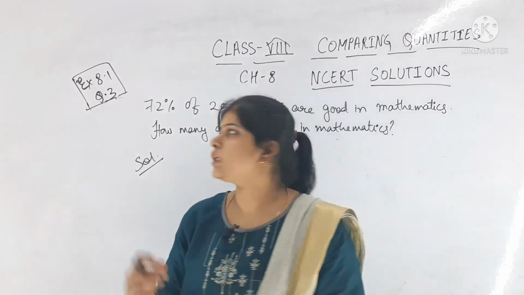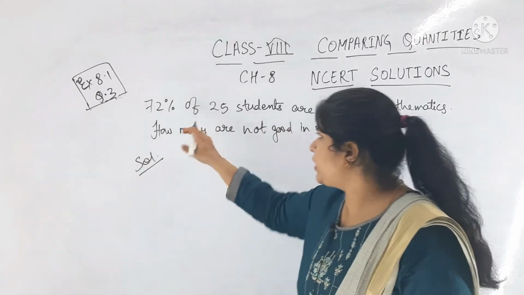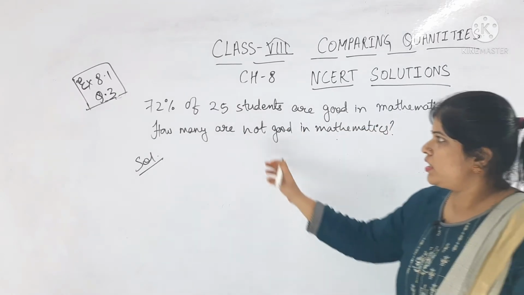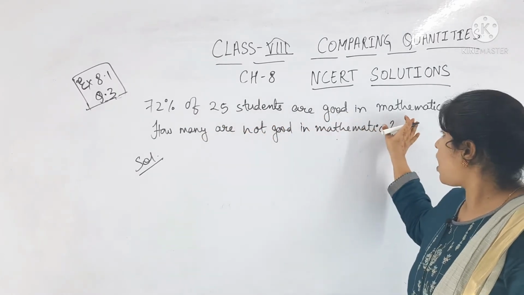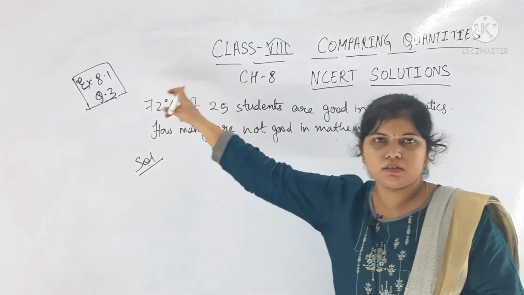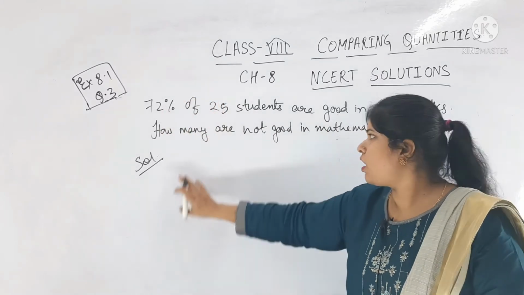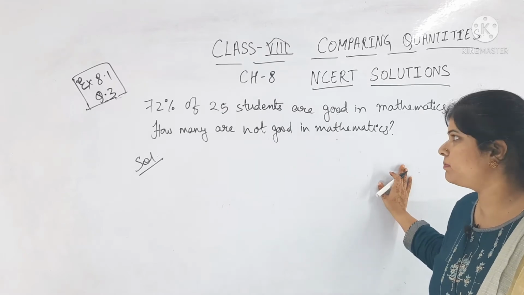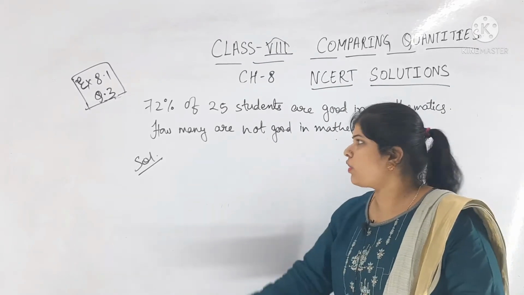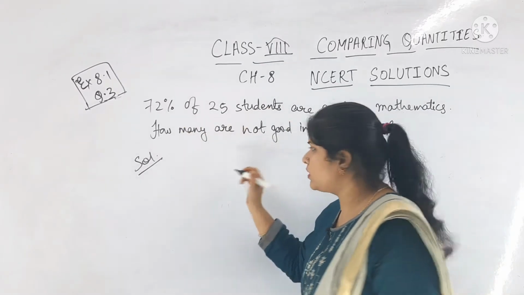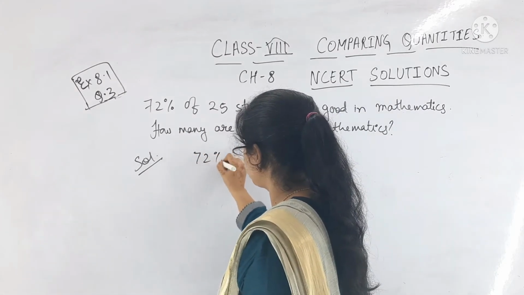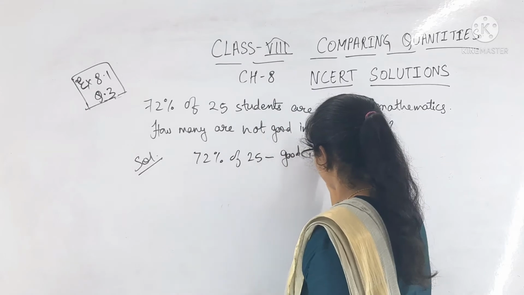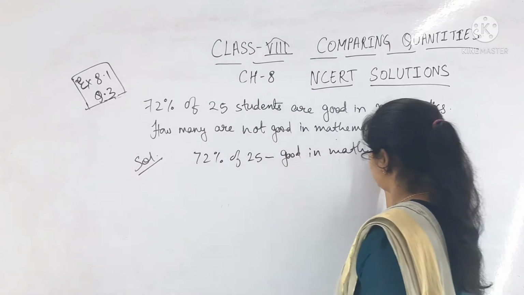Okay students, let's see question number 3 here. 72% of 25 students are good in mathematics. Here it is written: how many students are good in mathematics, this we have to find, and how many are not good in mathematics? So we have to solve this one. That is 72% of 25 that is good in mathematics.